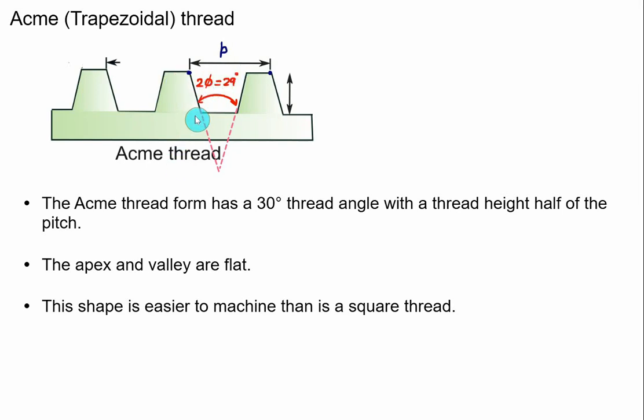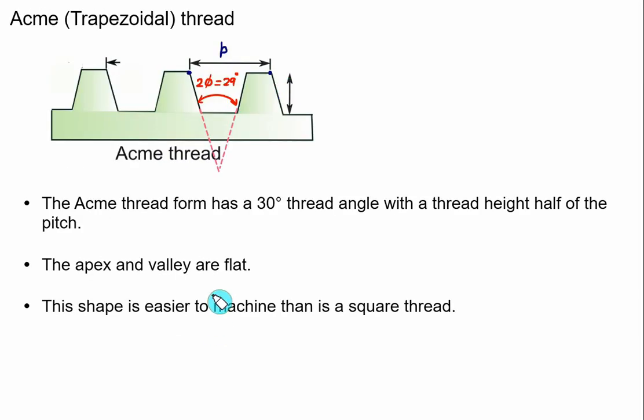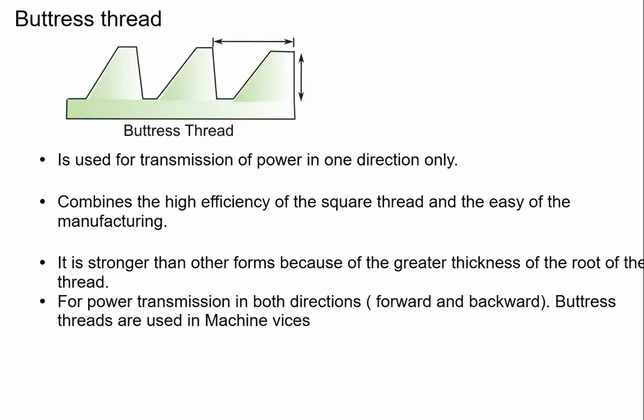Square threads have a higher efficiency but a manufacturing difficulty because of the vertical 90, whereas the Acme threads are easy to manufacture. In the case of square thread, we can transmit the power in both directions. Even in the case of Acme thread, we can transmit the power in both directions. The third type is the buttress thread, in which the power is transmitted in one direction only.